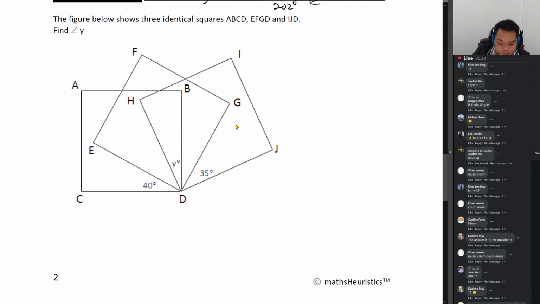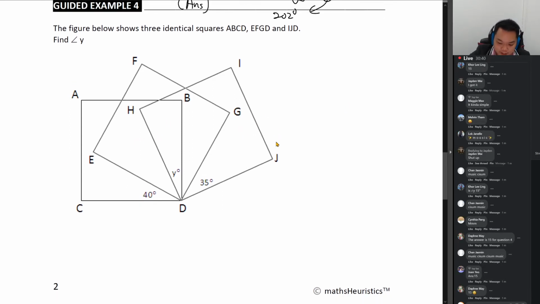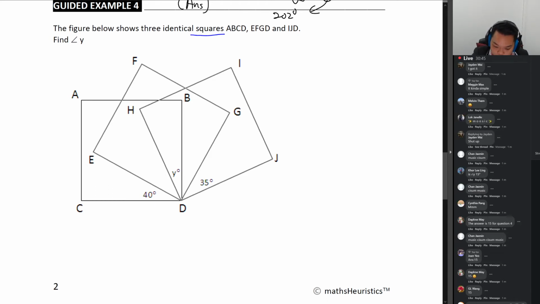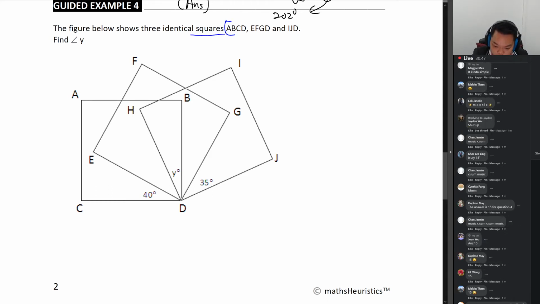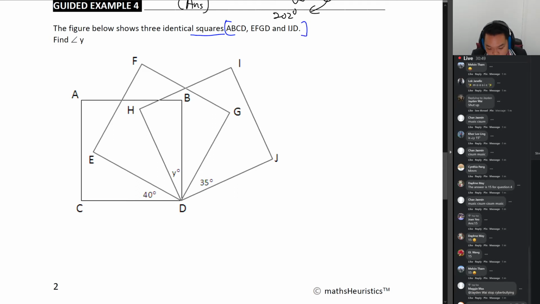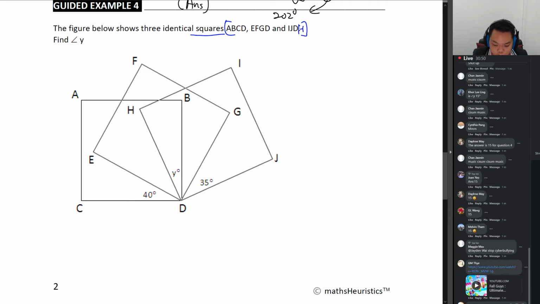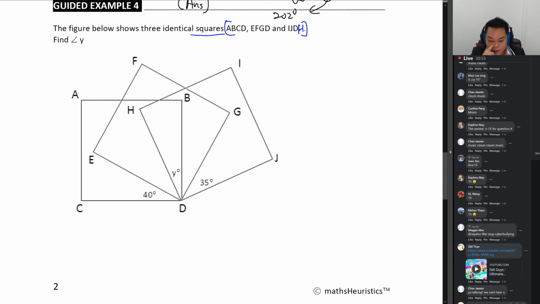So number 4, the figure below shows 3 identical squares ABCD, EFGD, and IJDH. There should be an H over here. Find angle Y.